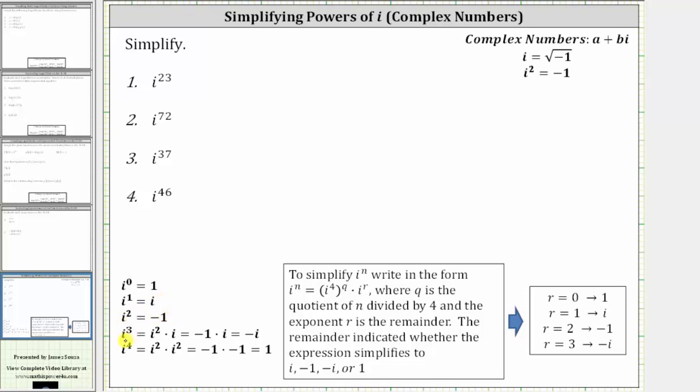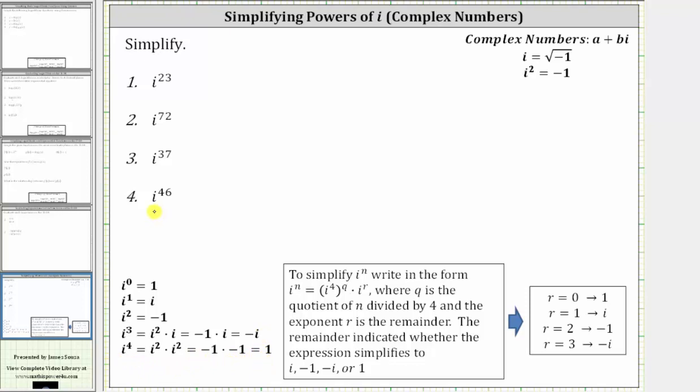For i cubed, we can write i cubed as i squared times i. And since i squared is equal to negative 1, i cubed is equal to negative 1 times i, which is equal to negative i. Next, we have i to the fourth. i to the fourth is equal to i squared times i squared. And since i squared is equal to negative 1, i to the fourth is equal to negative 1 times negative 1, which is equal to positive 1.